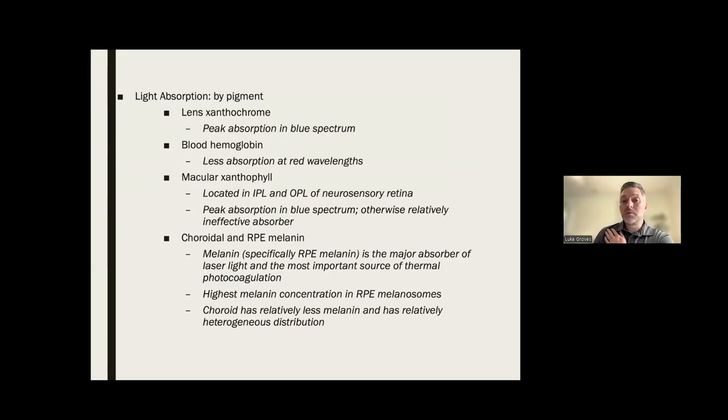Your blood hemoglobin, just to hammer home, is a commonly tested principle. If you have blood in the eye, it's less absorbed by red wavelengths, so using that to laser when somebody comes in with a bleed is your most likely answer. The rest of this I'll let you read through, but those first two are the things most often tested on your exam.